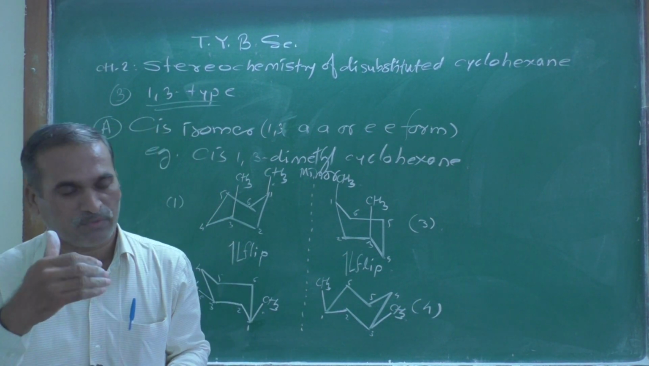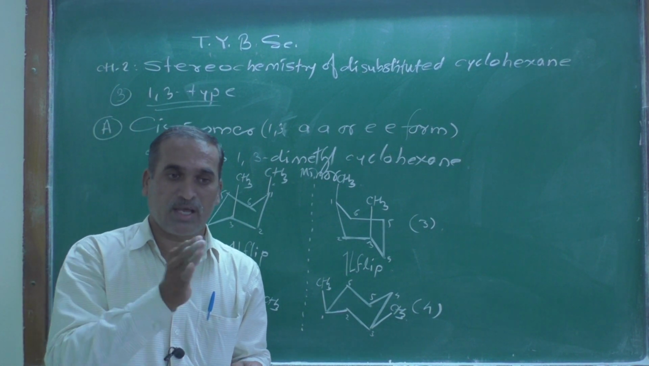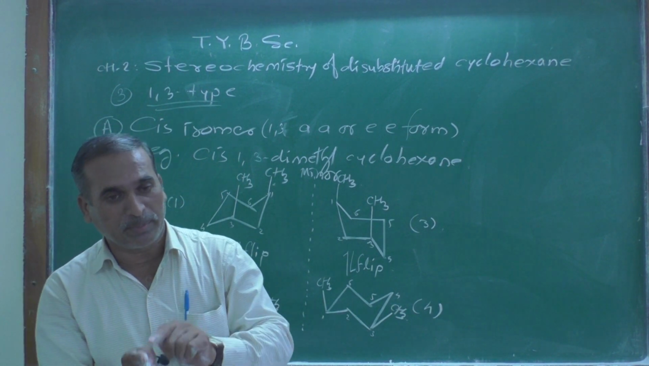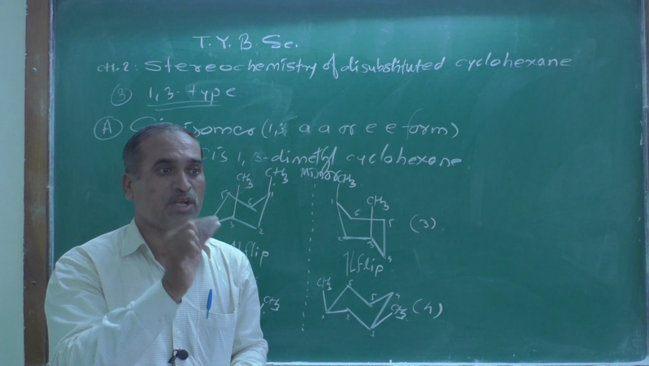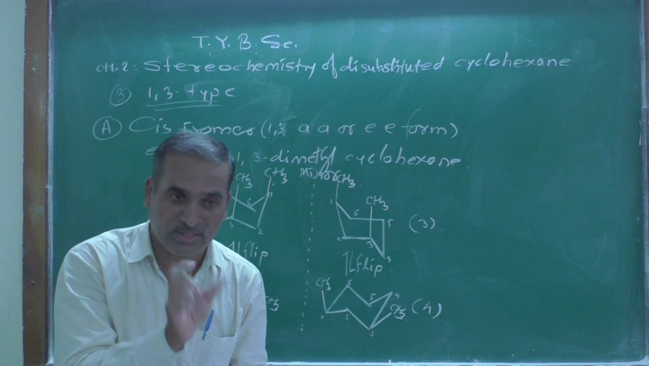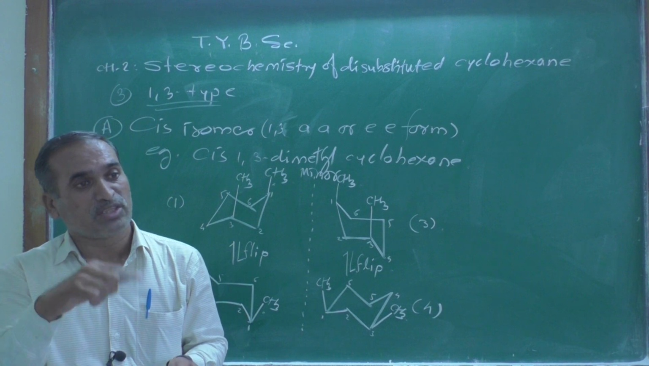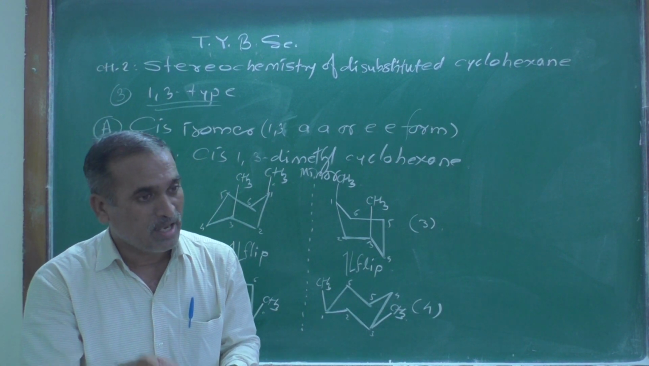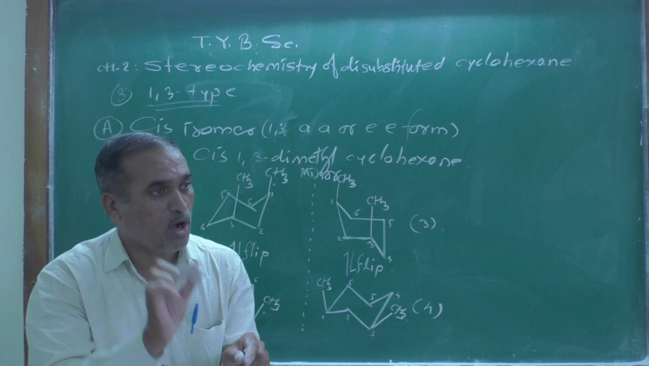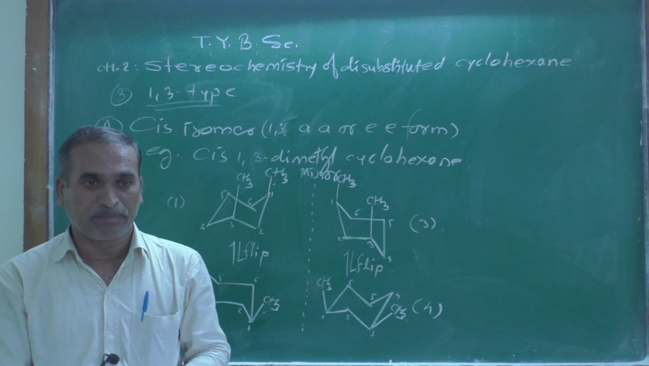A 5 mark question is always there. What type of question? Yesterday I already altered that question, now I am repeating it. Draw the chair conformation of cis-1,3-dimethyl cyclohexane, full stop, and explain or comment on its optical activity and the stability. So that is 5 marks.